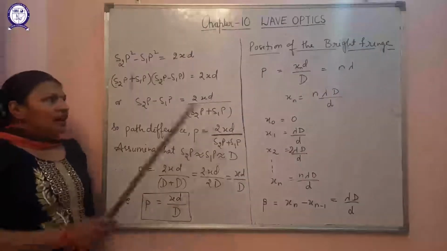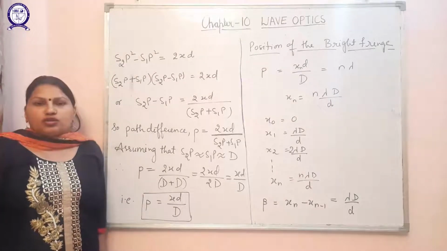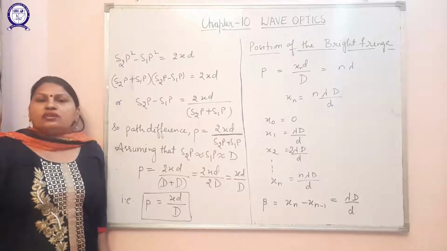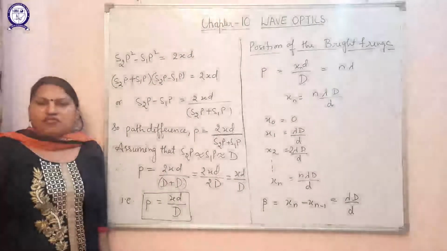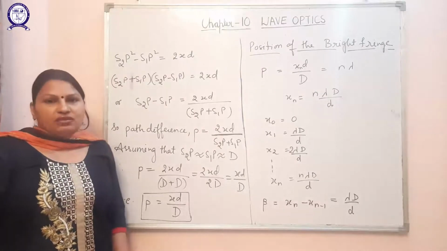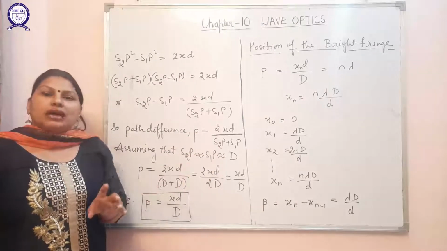Now if we are able to calculate the position for the bright fringe, simply we can calculate the fringe width of dark fringe. Because between two consecutive bright fringes, in the center middle, we are going to have the dark fringe. So we can calculate the fringe width of dark fringe.